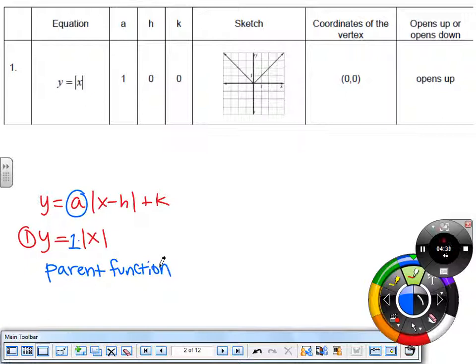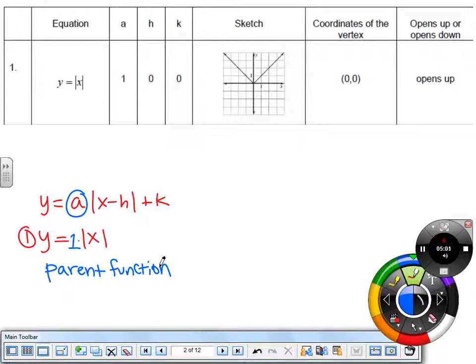What a parent function is, it's kind of the simplest form of the function, completely unadjusted, meaning there is no a, h, or k values changing anything about the function. So it's the most basic shape of the absolute value function that we're going to use. Okay? Then when we discuss other absolute value functions, we'll see that they should generally have the same shape as the parent, but they're going to have been adjusted by the A, H, and K values.